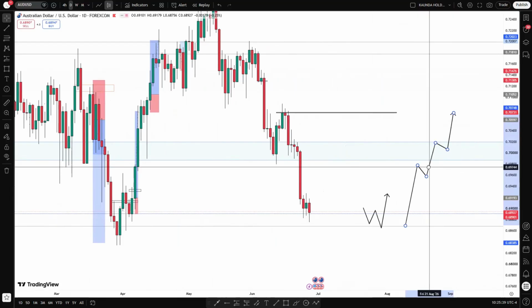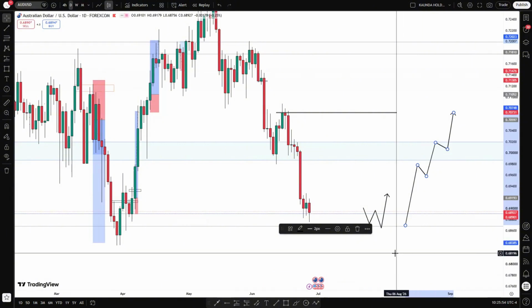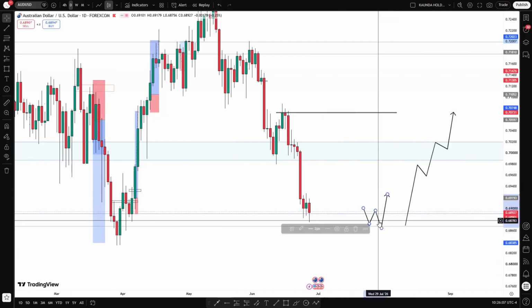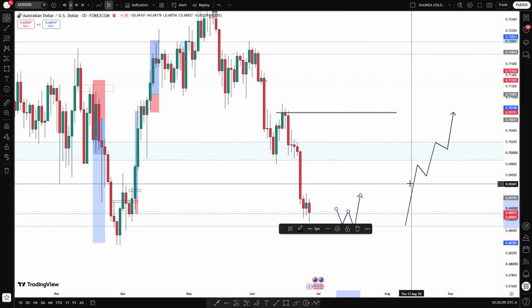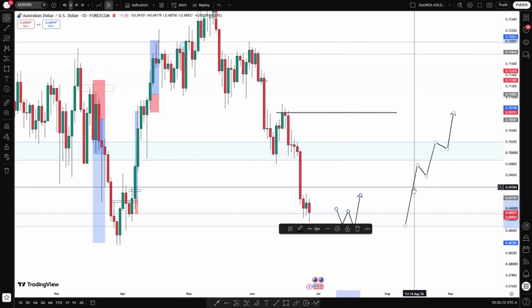So it's up to the market to decide. For me, I just update myself with whatever the market will throw at me. So in this case, the price has two choices, either to do this or do that. So what can we do now?